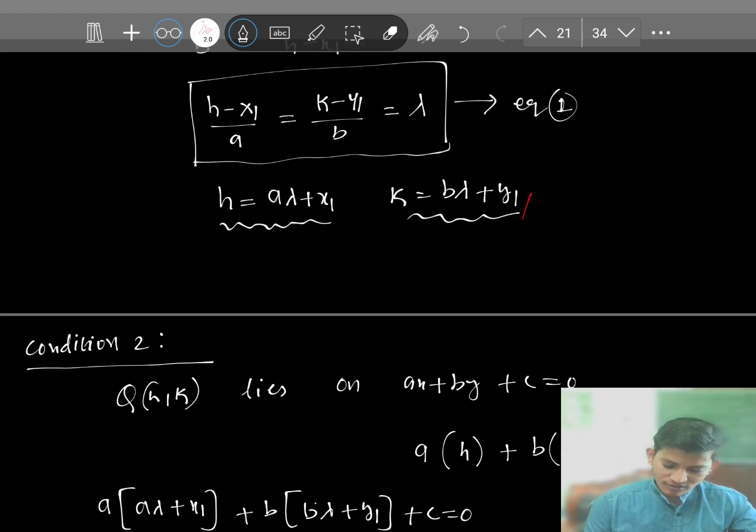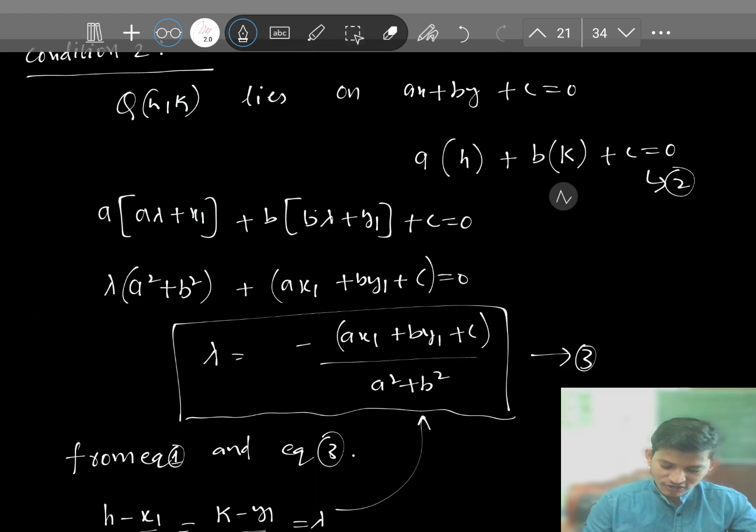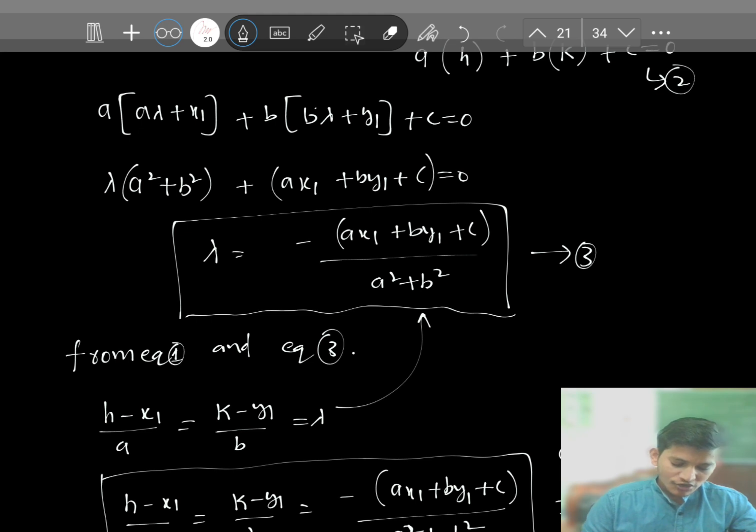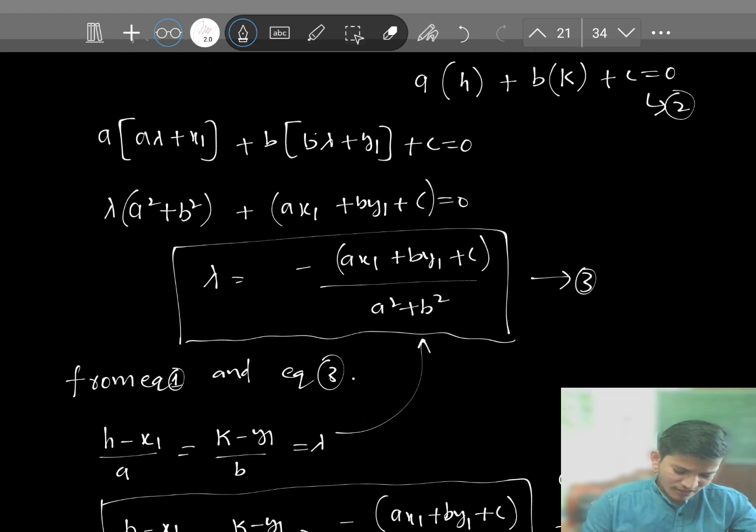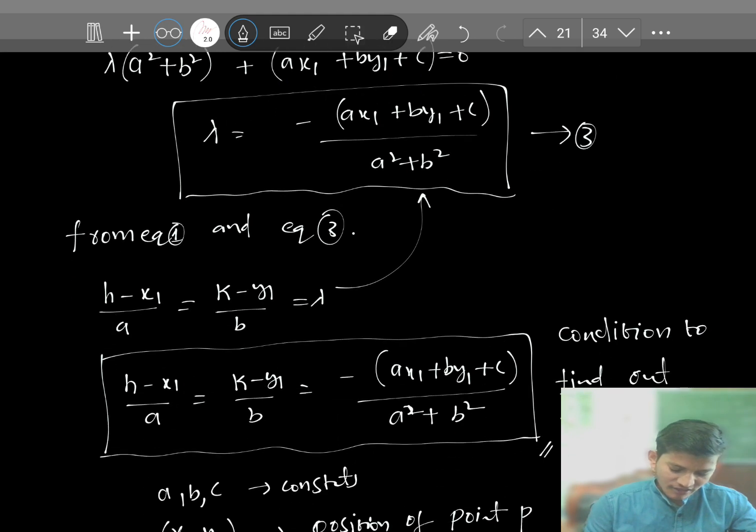From equation number 1, here I can write h and k values as a(a·lambda + x1) + b(b·lambda + y1) + c = 0. So from here I'm taking lambda common outside, lambda(a² + b²), and ax1 + by1 + c is written on one side. I can write from this equation, the lambda value comes out to be minus (ax1 + by1 + c) whole divided by a² + b². Let's say this is equation number 3.